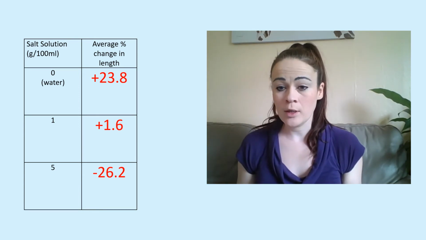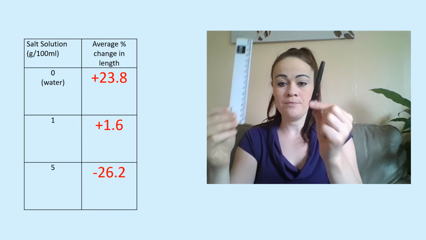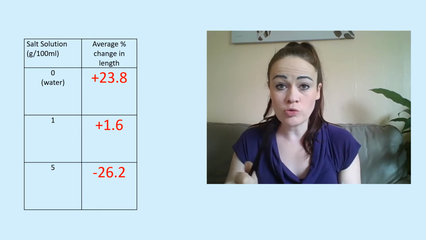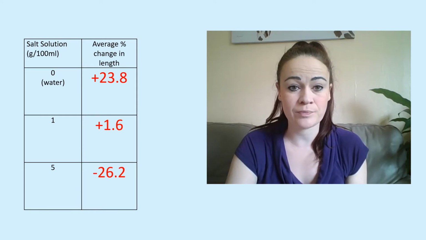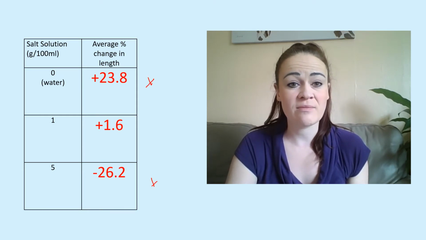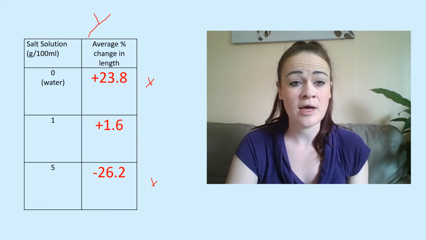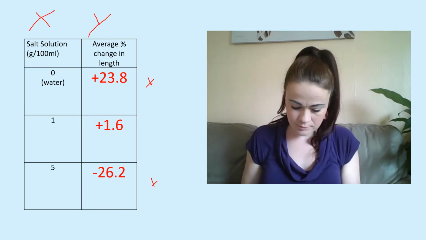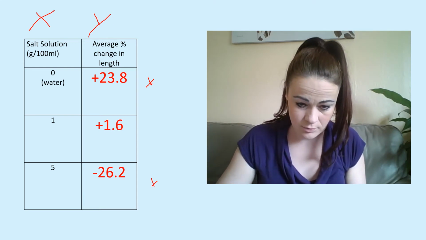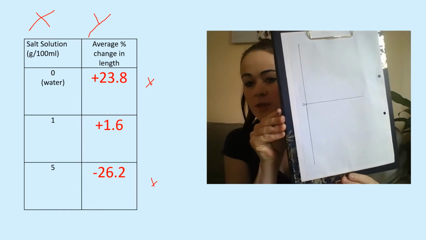So, step 1, draw your axes. Get in my ruler and my pen, or pencil, and I already know we're going to have positives and negatives because I've got my data here. I know that there's positive numbers and I know that there's negative numbers. And I also know that my average percentage change will be on the y-axis because it's the dependent variable, and my salt solution will be on the x-axis. Okay, so it should look a little bit like this.